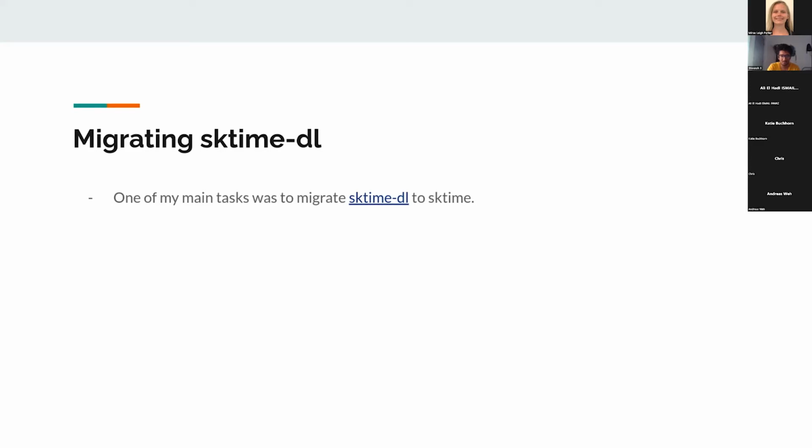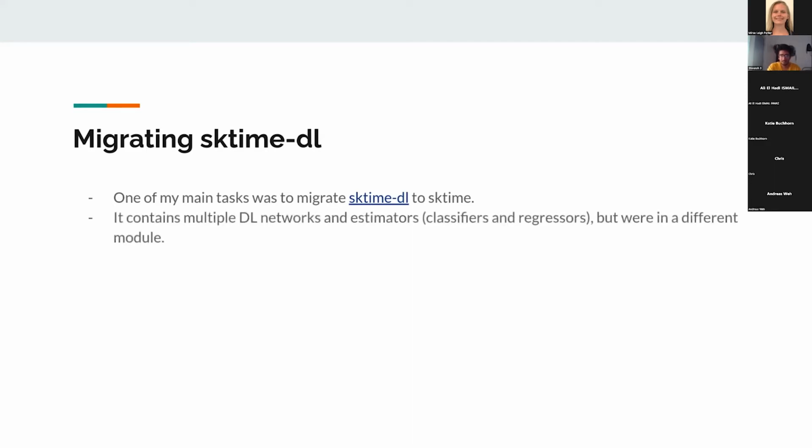That is the reason why the main task was to migrate all these DL estimators from sktime DL to sktime, so that it is easier for people working on time series data to directly pick and choose which DL model they want to apply, as easily as they would pick and choose any statistical model from sktime. When I'm talking about a DL estimator here, of course, currently it means classifier and regressor, and I am working on forecaster as well, but that is another topic for now.